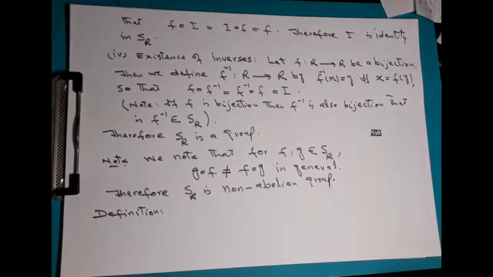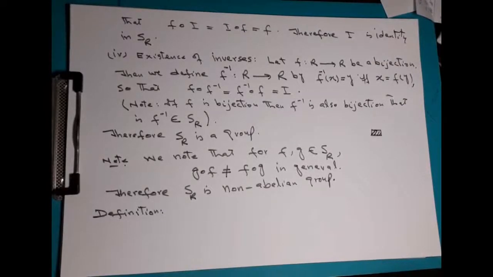We have proved a general result that if we are given a set A, we have taken, in fact, the set of real numbers R, we could have taken some other set A, then the set of all bijections from A onto A is a group, which is a non-abelian group. Now, we can take a finite set, then the set of all bijections from that finite set onto that finite set will also be a group.